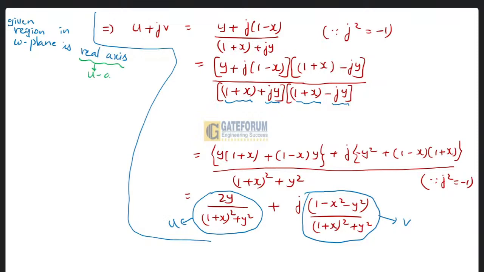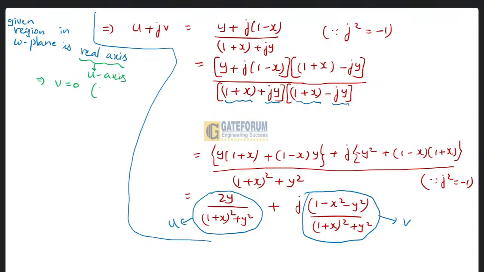In Z plane, the X axis is the real axis and the Y axis is the imaginary axis. In W plane, that is the U plus iV plane, the U axis is the real axis and the V axis is the imaginary axis. The equation of the X axis is y equals 0. Similarly, the equation of the U axis is v equals 0. Implies v equals 0.